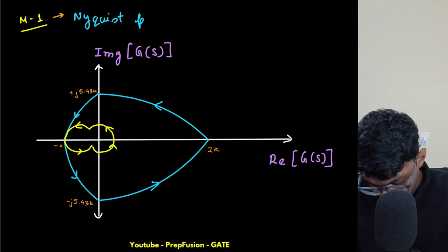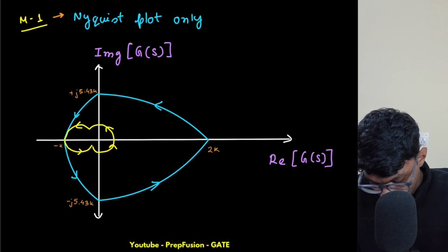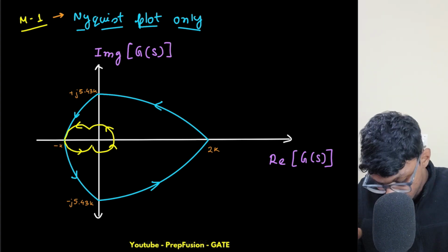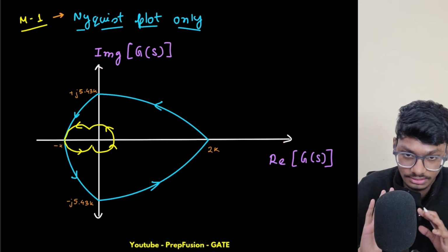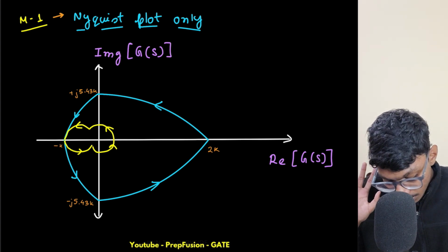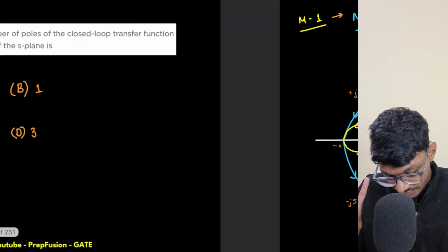The Nyquist plot only. So if you want to solve it with the Nyquist plot only, how will we solve it? This is the Nyquist plot. I've just drawn it ditto, as it is given over there. Now, what information is given to us?